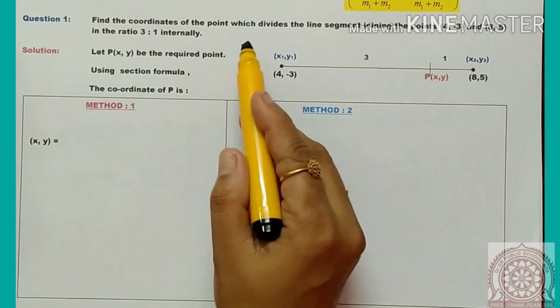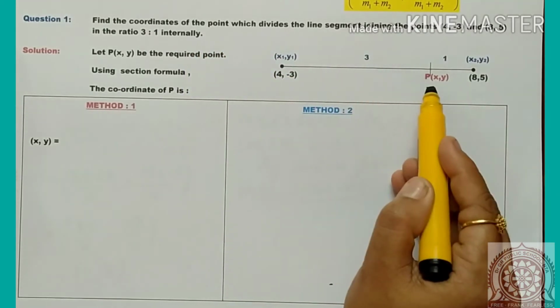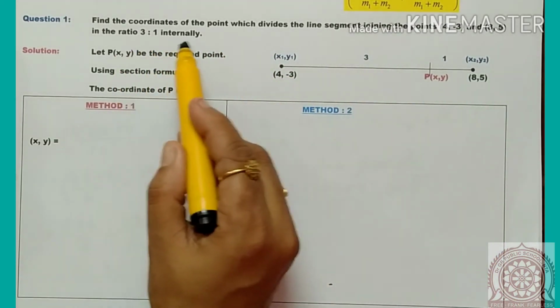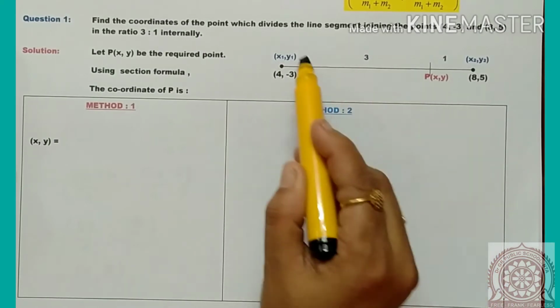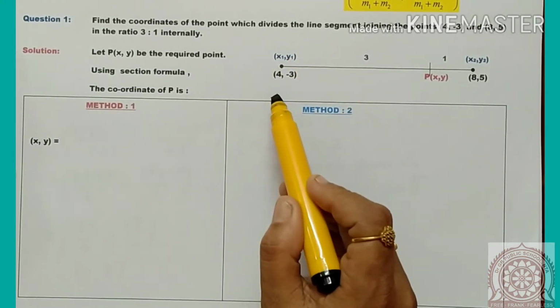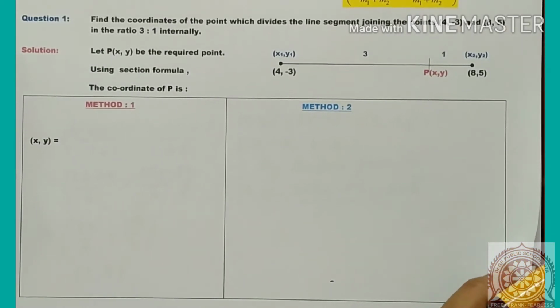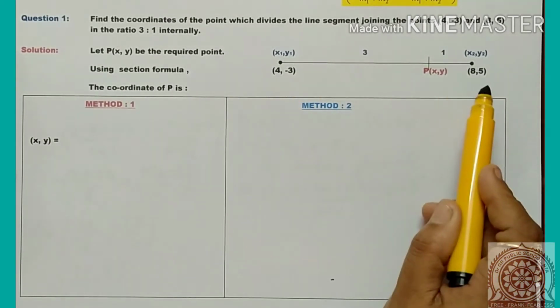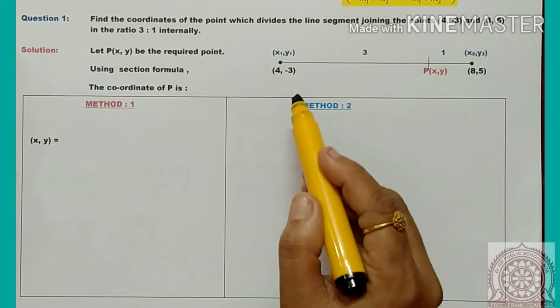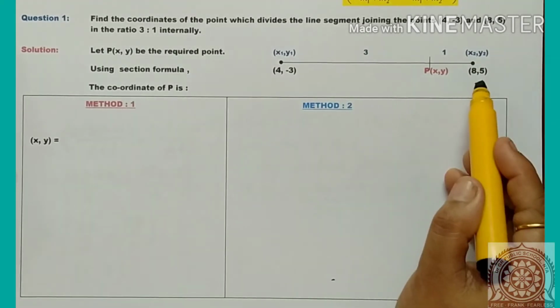Find the coordinates of the point P. A point P is given. We are asked to find the coordinate of the point which divides the line segment joining the points 4, -3 and 8, 5. Two coordinates are given that you can take as the points x1, y1 and x2, y2.